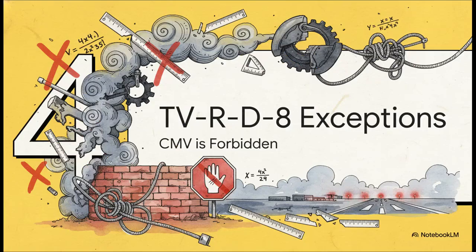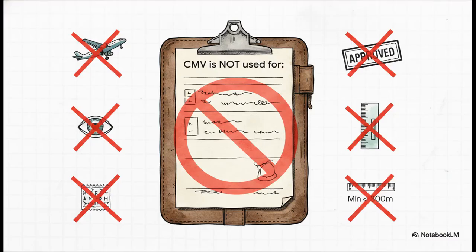Period. Okay, Section 4, the TVRD8 exceptions, strict safety boundaries where CMV is forbidden. We've got the math down, but before we go applying it willy-nilly, we gotta hit the brakes. There are strict exceptions where this conversion is absolutely forbidden, and you can flawlessly memorize them using the TVRD8 trick.